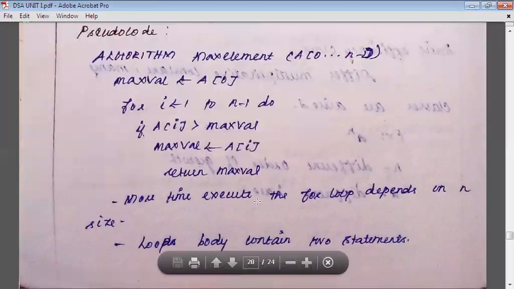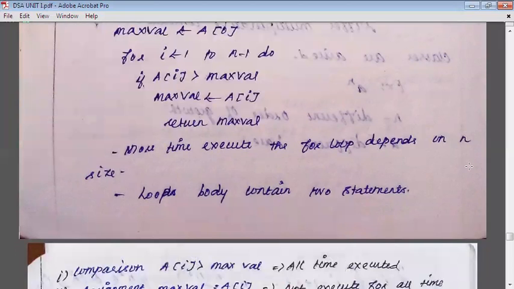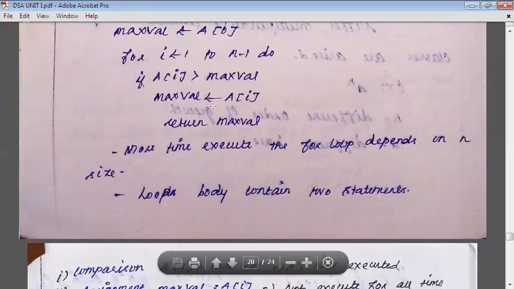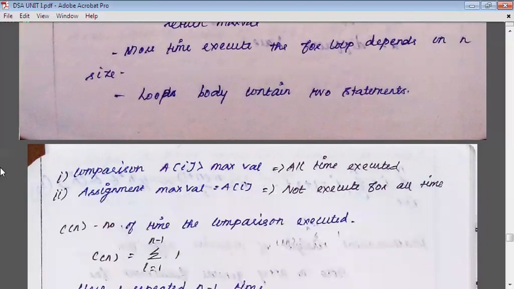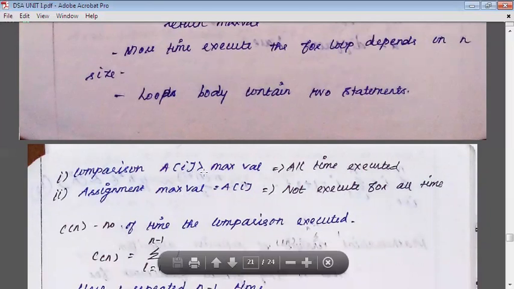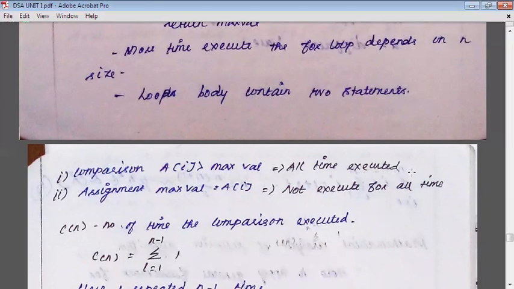Next, the loop body contains two statements: one is called the comparison statement, another is called the assignment statement. These two statements are only repeated when the for loop executes. So these two statements are called the basic operation of the algorithm, because the two statements are repeated more and more. Here we make the comparison: a of I is better than the max value.